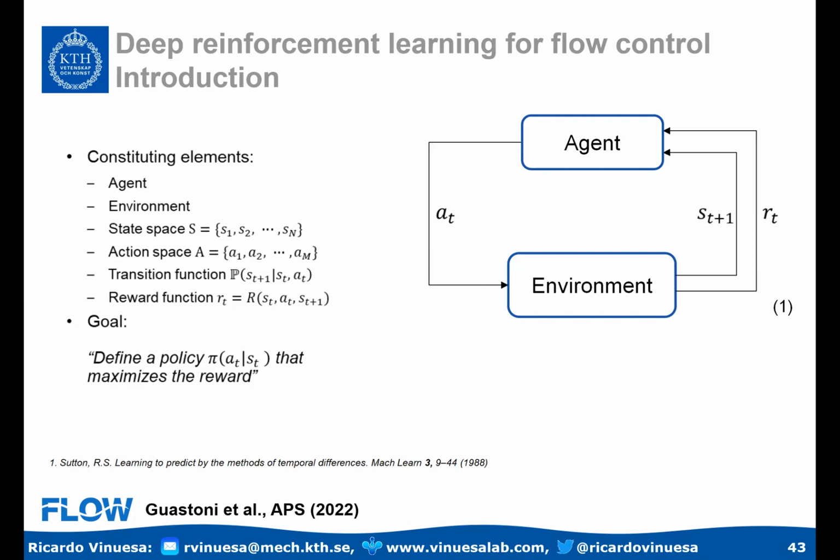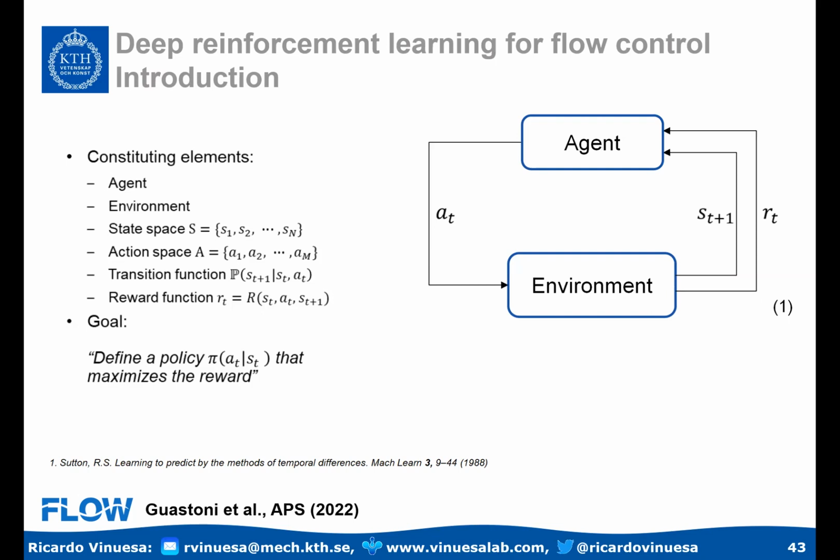And we want to do flow control. So we're going to perform actions on that environment, and the environment is going to react in 2 ways. It's going to change its state, and it's going to provide a reward. The reward is set by us, basically. The reward is a measure of the quality of those actions under a certain norm. If we want to define drag reduction, or enhanced mixing, the agent will find its way to maximize the reward.